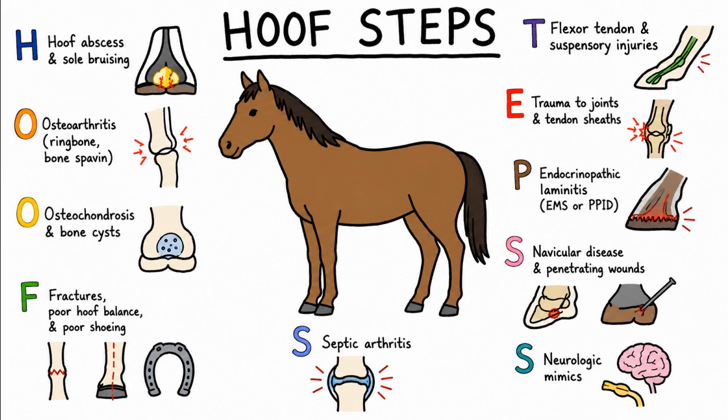Osteoarthritis such as ring bone and bone spavin, osteochondrosis and bone cysts, fractures, faulty hoof balance and poor shoeing, flexor tendon and suspensory injuries, trauma to joints and tendon sheaths, endocrinopathic laminitis from equine metabolic syndrome or PPID, navicular disease and penetrating wounds, and septic arthritis or neurologic mimics.